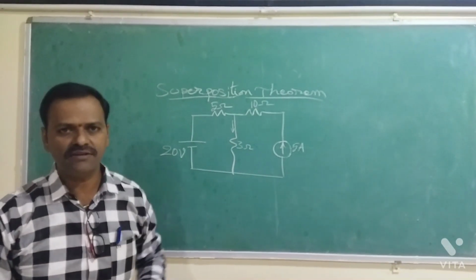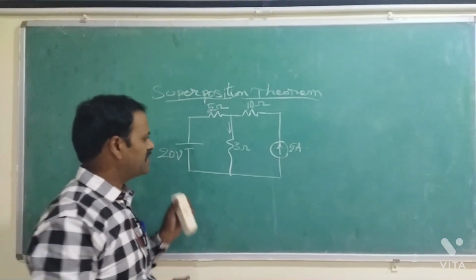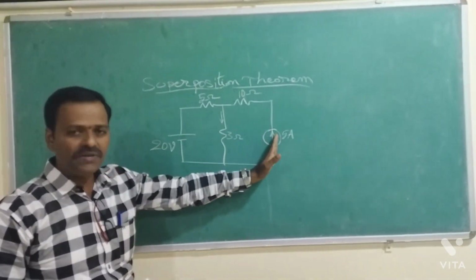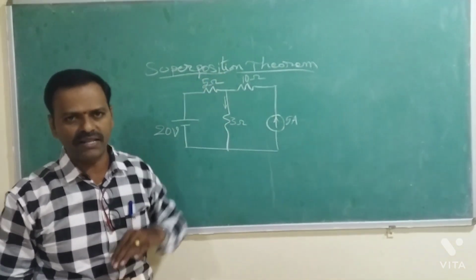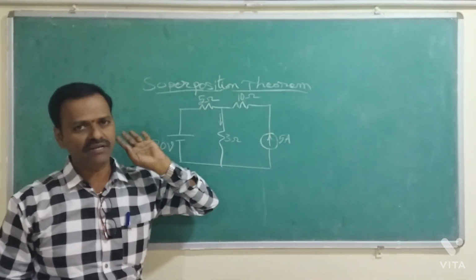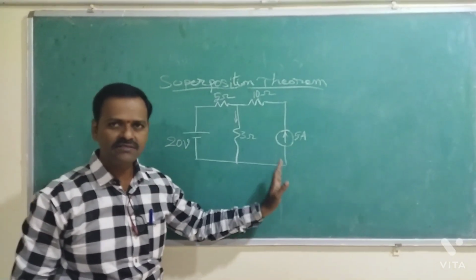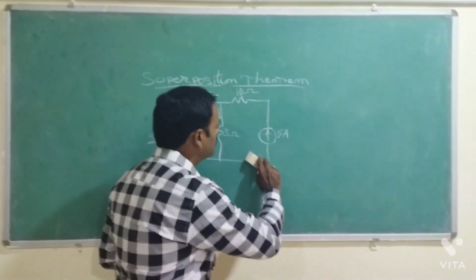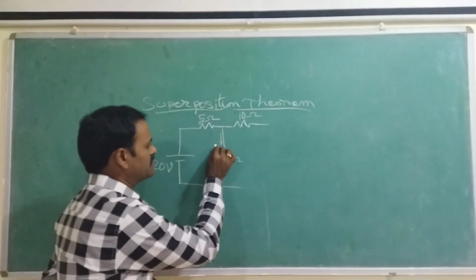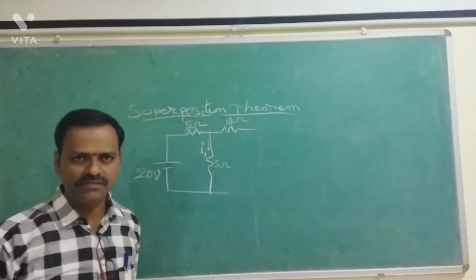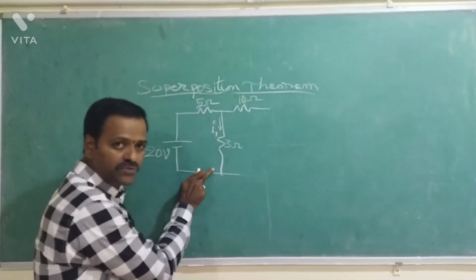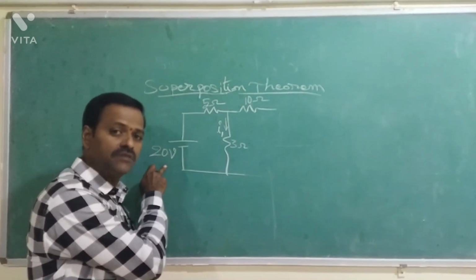Now let us apply the superposition theorem. First, let us consider only the 20 volt source. Then we have to replace the 5 amp source with its equivalent impedance. What is the equivalent impedance of a current source? Whether it is 5 amps, 10 amps or 20 amps, its equivalent impedance is simply an open circuit. So we open circuit the 5 amp source. Let us indicate I1 as the current flowing through the 3 ohms resistor due to the 20 volt source alone.